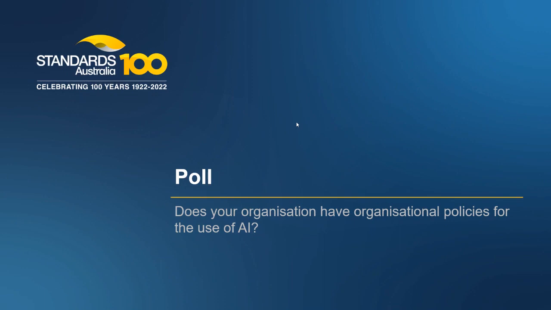And we have our final poll on the screen right now, which is, does your organization have organizational policies for the use of AI? And I think this is a really interesting question to ask on the back of our governance discussion, because policy and governance obviously go hand in hand.